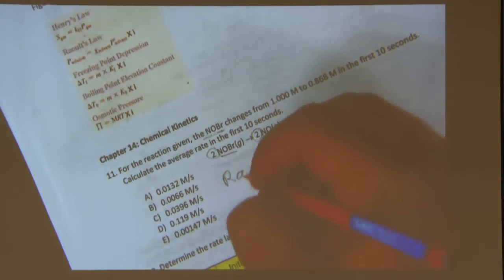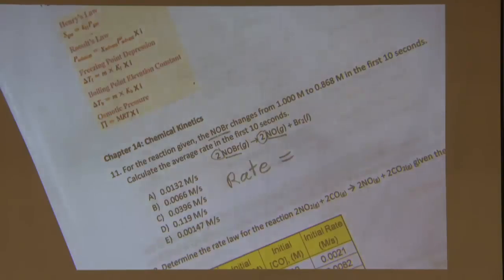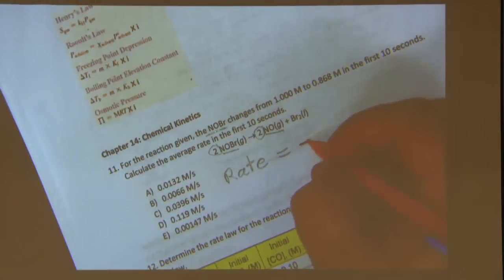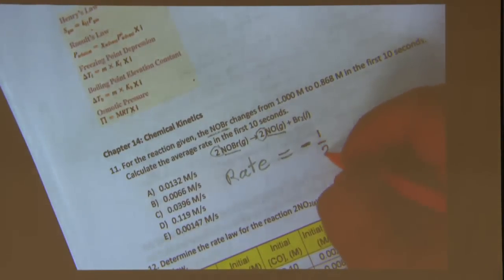So, for this problem, the average rate is going to be equal to, is NOBr a product or reactant? Reactant. So do I put a negative or a positive? Reactants, you put a negative. Products, you put a positive. So here, negative. Now we need to look at the coefficient. What's the coefficient of NOBr? 2. So I do 1 over the coefficient.